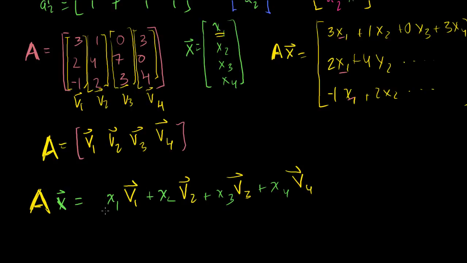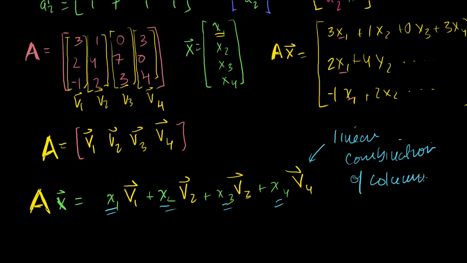These are just arbitrary numbers depending on what our vector x is. So depending on our vector x, we're taking a linear combination of the column vectors of A. So this is a linear combination of column vectors of A. So this is really interesting.